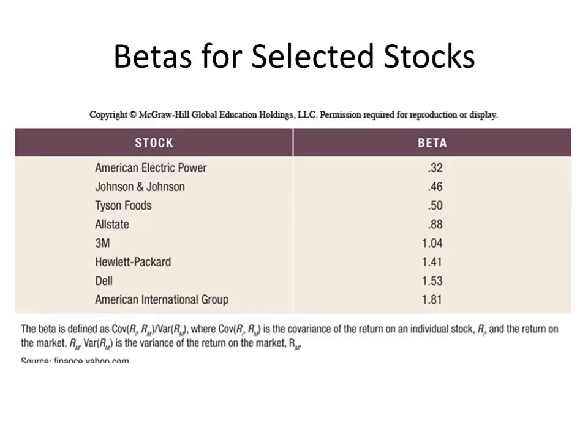Then we have Hewlett-Packard. Hewlett-Packard provides printers and computers. And you can see that their beta is higher. During good economic times, people would consider replacing a computer or printer. During bad economic times, people will stick with their old one. And so what we see is that Hewlett-Packard is actually riskier than the overall market. Dell's beta is similar because their business lines are similar.